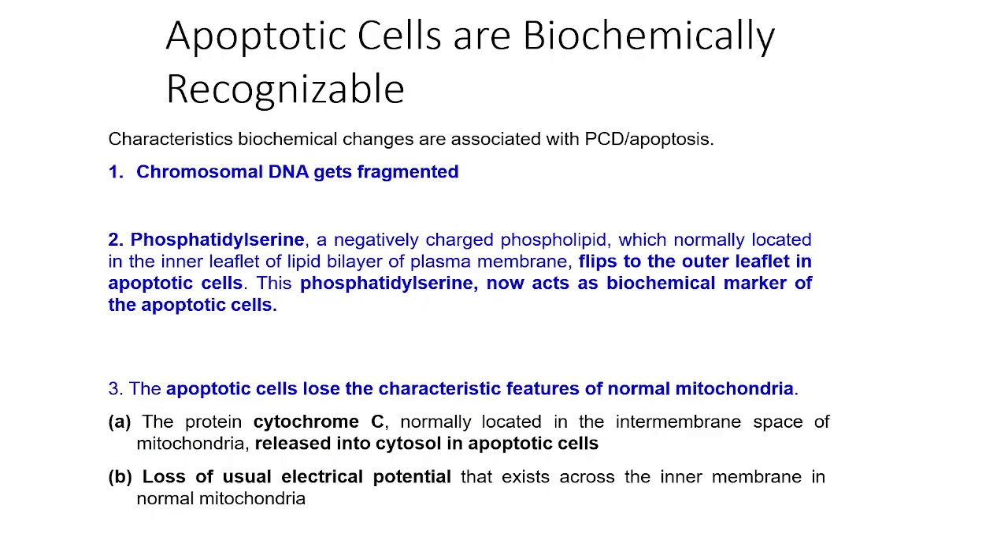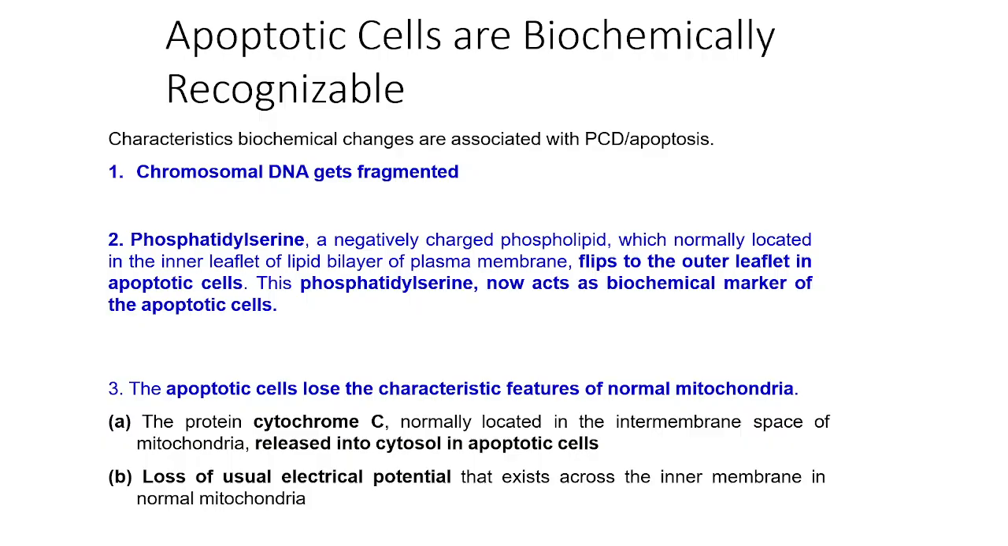The next thing we want to understand is that apoptotic cells are biochemically recognizable. They have chromosomal DNA that gets fragmented. Phosphatidylserine, which is a negatively charged phospholipid, is mostly present in the inner leaflet of the lipid bilayer of the plasma membrane, and it flips to the outer side in apoptotic cells. This phosphatidylserine acts as a biochemical marker for apoptotic cells, and antibodies against these markers will help you understand whether the cell has undergone apoptosis or not.